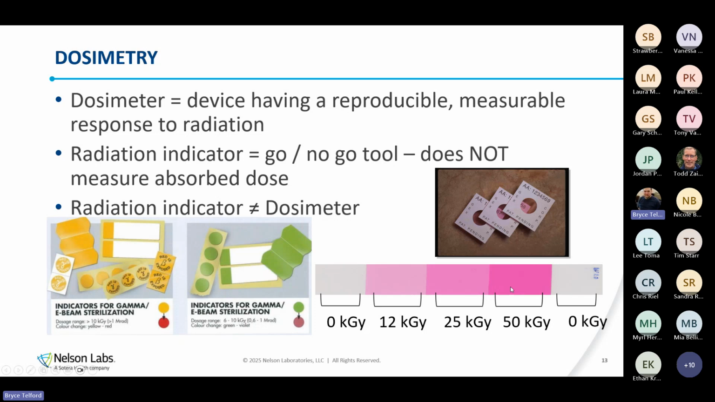We also have radiation indicators. These are just an indicator and they are not used to measure dose. For example, we have what we call the red dot indicators. Those might go from yellow to red or from green to red. These do not measure the amount of dose received.